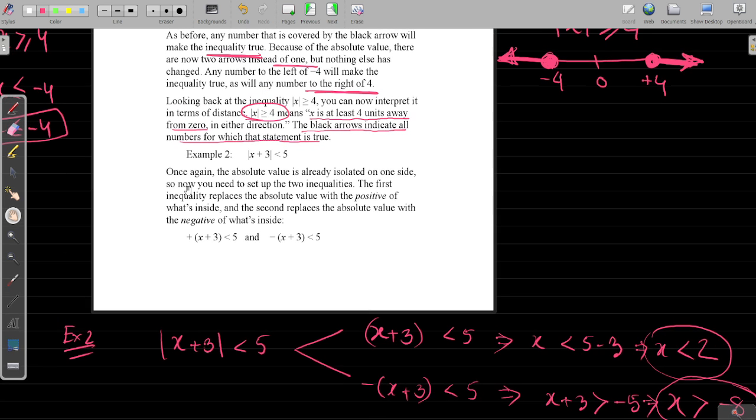So look at this. Once again, the absolute value is already isolated on one side. Look, this is isolated. You just need to transfer this 3. Now you need to set up two inequalities. Of course, I have set up this one and this one. For the first inequality, replace the absolute value with the positive. Yes, I have taken the positive value here. And for the second, replace the absolute value with the negative. I have taken the negative value here. So this one is the first one, this one is the second one.